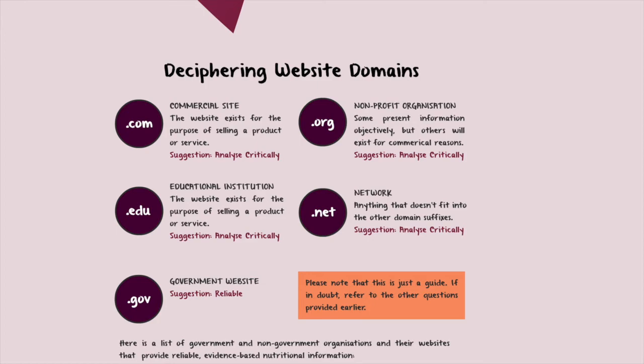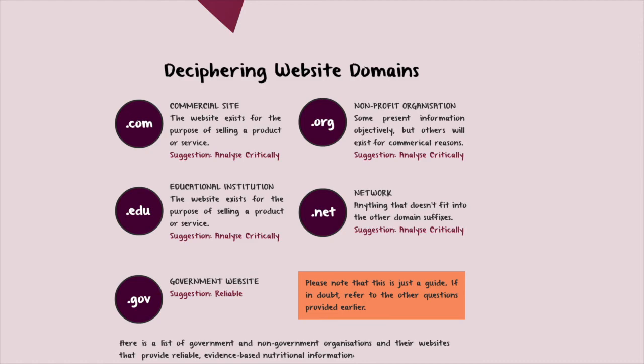.edu indicates that it is an educational institution. However, these sites can be used for schools as well as students' personal websites. Unless it is from a department or research centre from an educational institution, it is important that information be analysed critically. .gov indicates that it is a government website, which is regarded as a credible source of information.